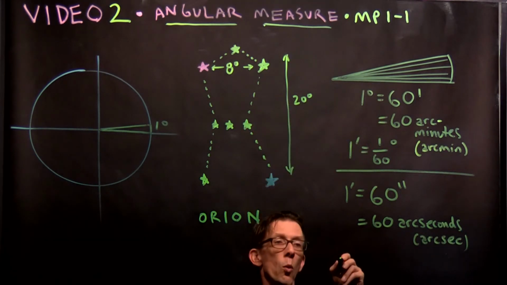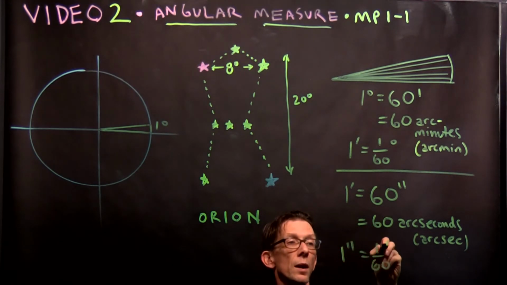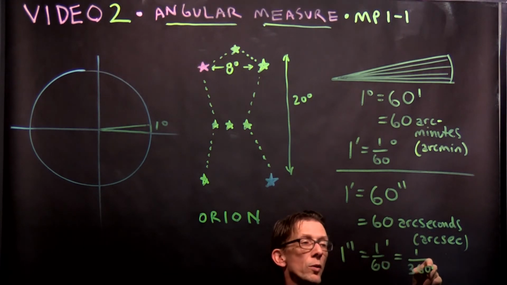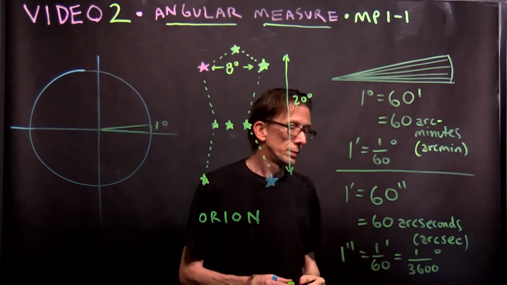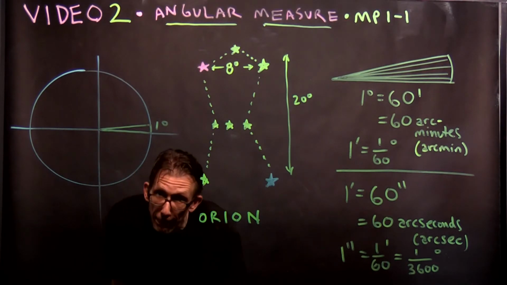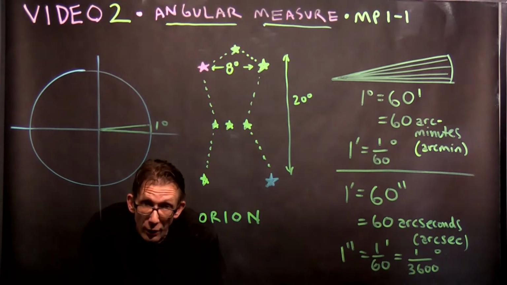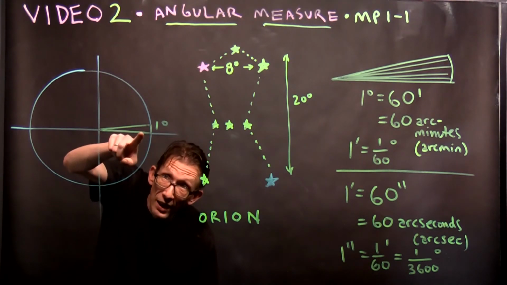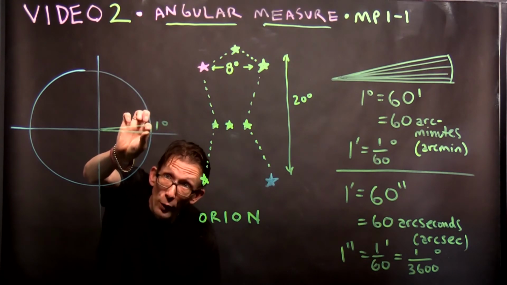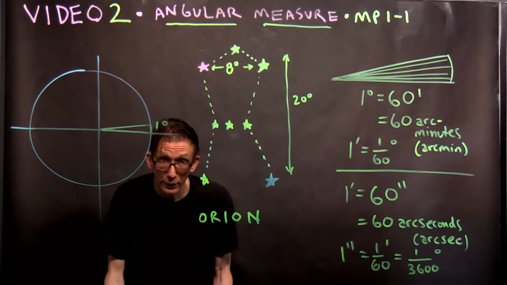Okay, so 1 arc second is 1/60th of an arc minute, which is 1/3600th of a degree. So there are 3,600 arc seconds in 1 degree. So an arc second is a little bitty angle. It's 1/3600th of that 1 degree angle right there. So it's super small. An arc second is a very small angle.